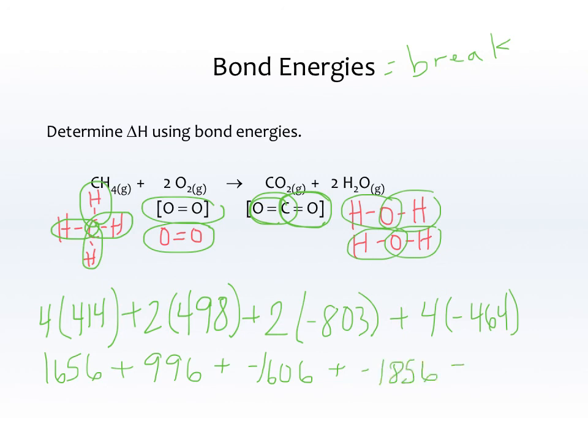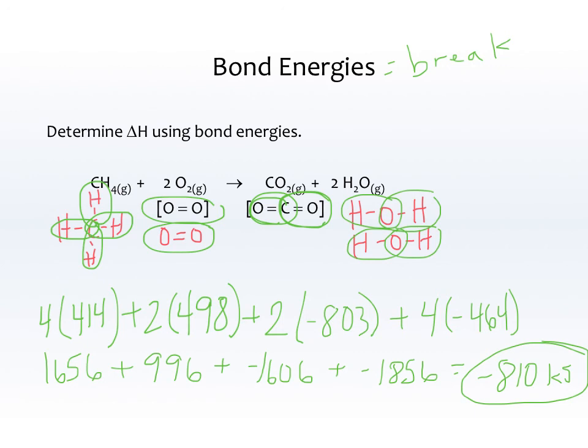You should always check my math to make sure I multiplied those correctly and make sure that you and I are getting matching numbers. When we add that together, I got negative 810 kilojoules. That's how much energy is required to break bonds, or required to form this entire reaction.